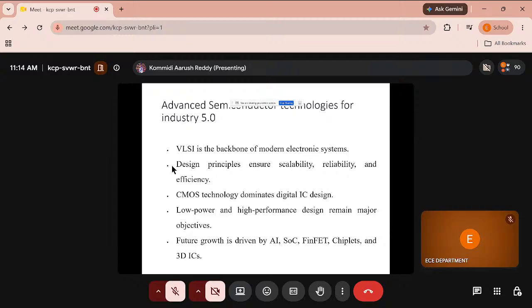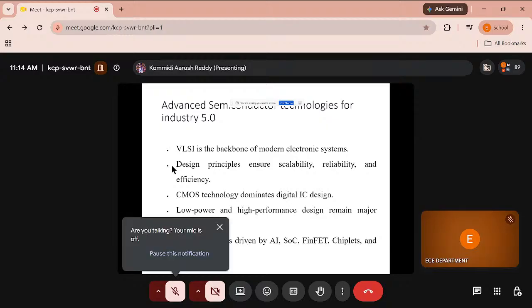How do you want to reduce the power consumption in order to increase the scalability of the system, the reliability of the system, or the efficiency of the system, by adding different design principles like modularity, regularity, or scalability to the design? And nowadays we are going for CMOS technology, which dominates digital IC design. But at the same time, we should have low power and high performance design, which are the major constraints and major objectives for future technologies.